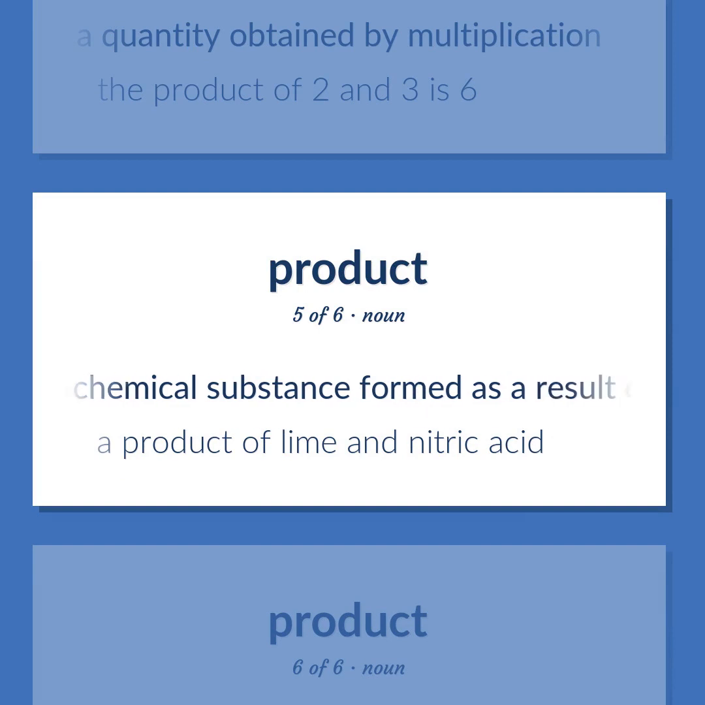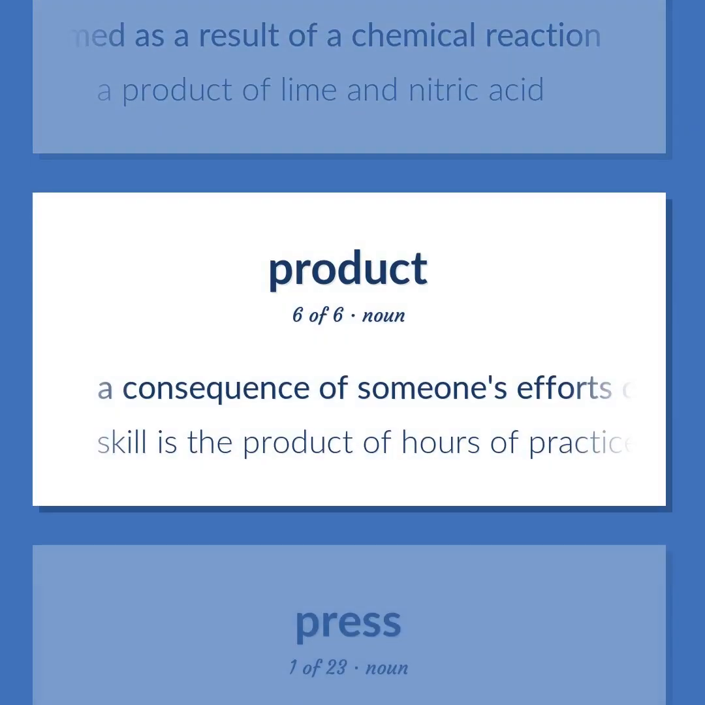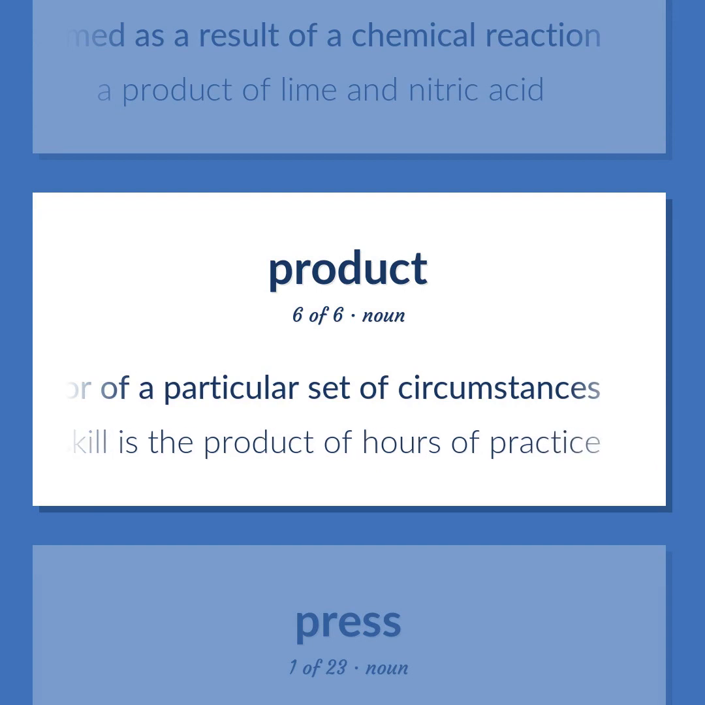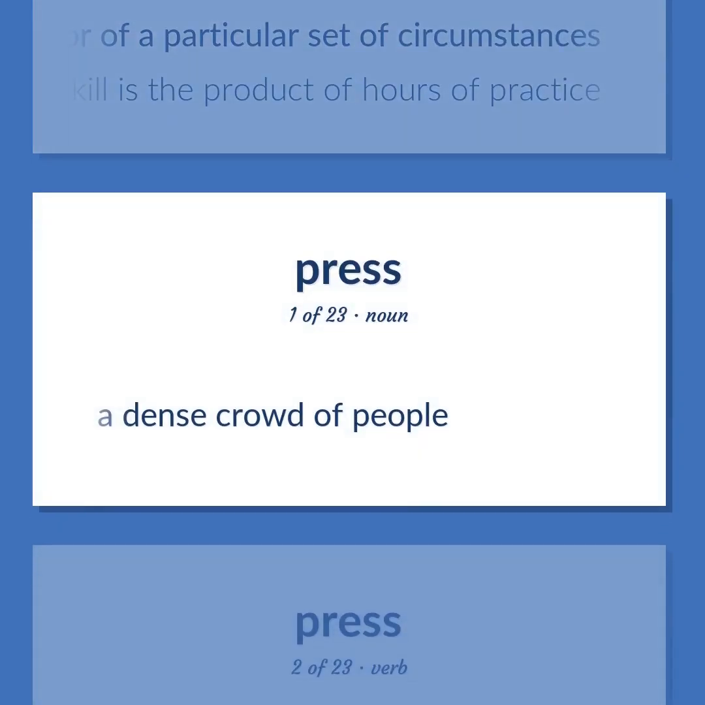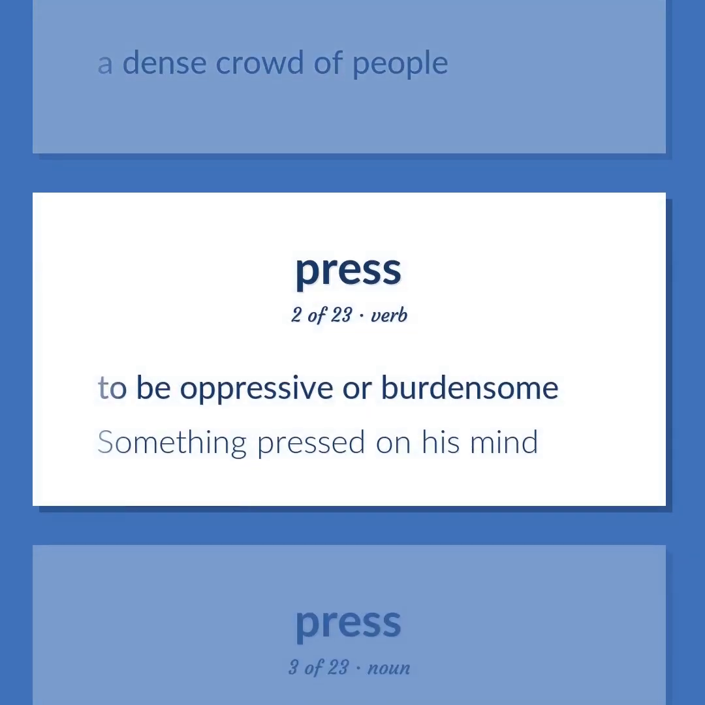A chemical substance formed as a result of a chemical reaction. A product of lime and nitric acid. A consequence of someone's efforts or of a particular set of circumstances. Skill is the product of hours of practice. A dense crowd of people. To be oppressive or burdensome. Something pressed on his mind.